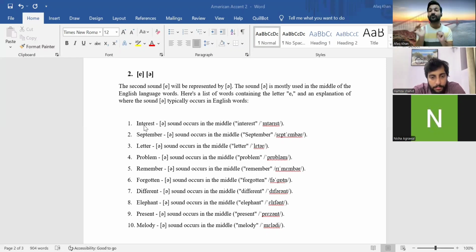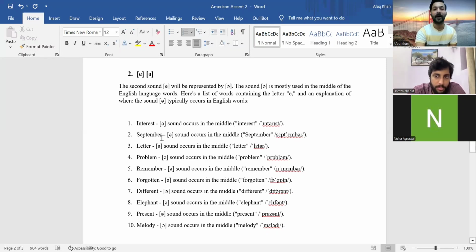So, interest. Okay, now let's have a look at the second example here: September. Now have a look at the letter E at the end of this word. I'm talking about the letter E after the B sound. B-E-R, right? Burr, September. Burr, not bear, but burr.